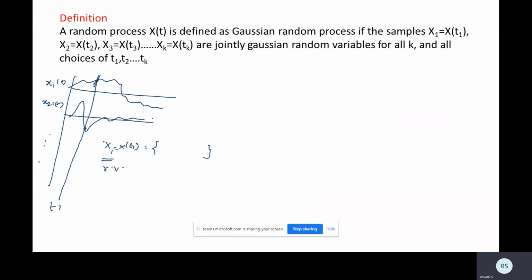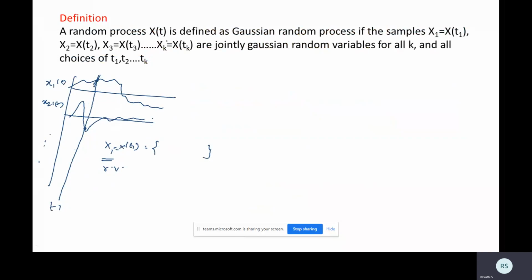So what is a Gaussian random process? You take the sample values at time t1, similarly at time t2, and so on, and you find that every random variable collected from the sample values is Gaussian. Please understand, every random variable should be Gaussian. Then together we call this process a Gaussian random process. Please clearly understand this definition.